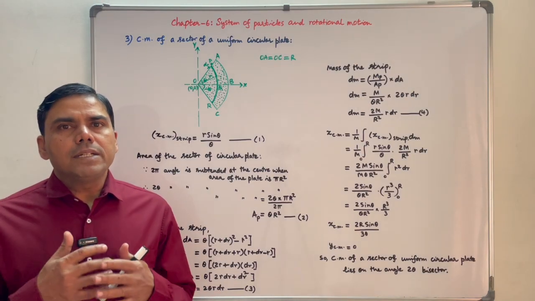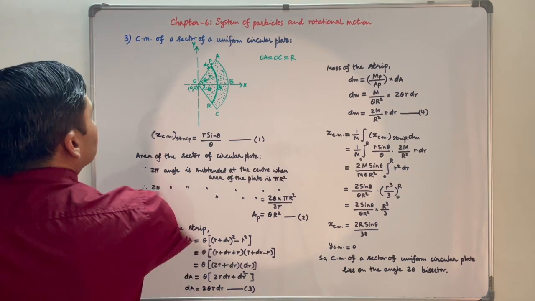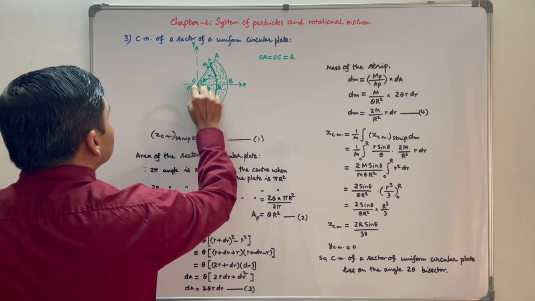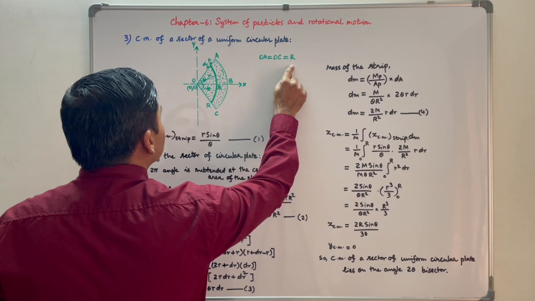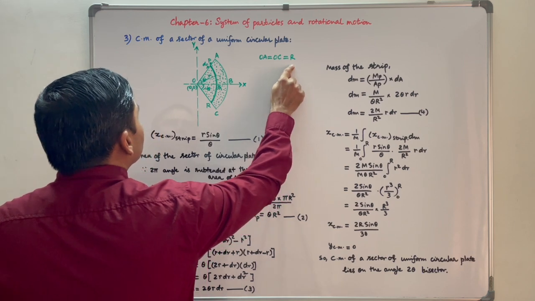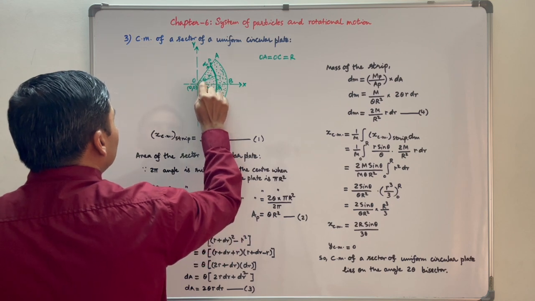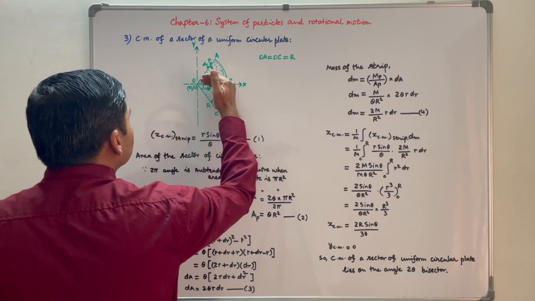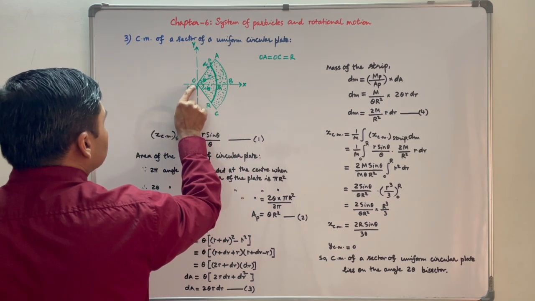Third one is center of mass of a sector of a uniform circular plate. Suppose OABC is a sector of a uniform circular plate. Its radius is capital R and its mass is capital M. Its two endpoints A and C subtend an angle 2 theta at the center. We can place this plate symmetrical about the x-axis and its center is at origin.